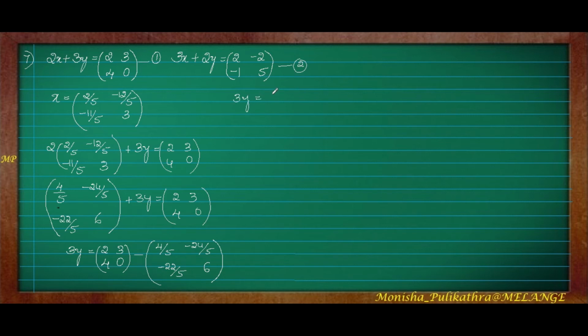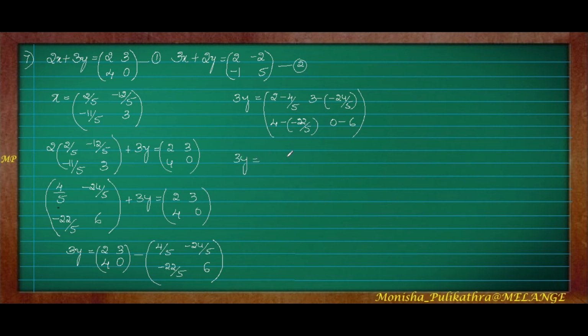So 3y is equal to, here we need to subtract each and every element of the first and the second matrix of the same position. So 2 minus 4/5, 3 minus of minus 24/5, 4 minus of minus 22/5 and 0 minus 6.